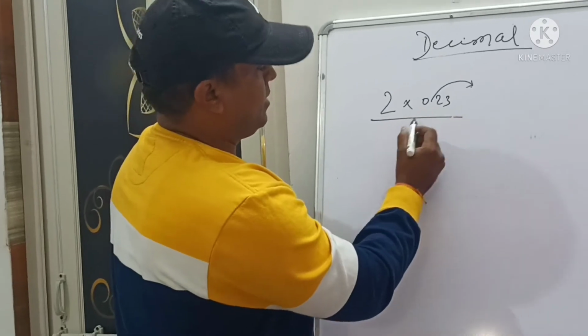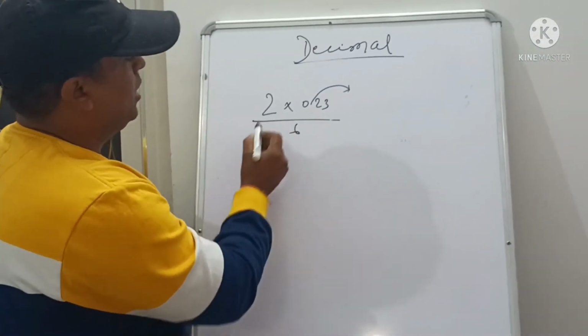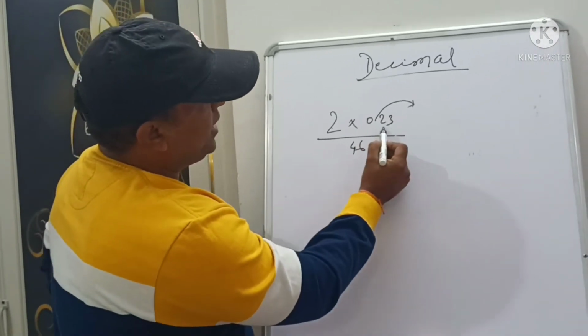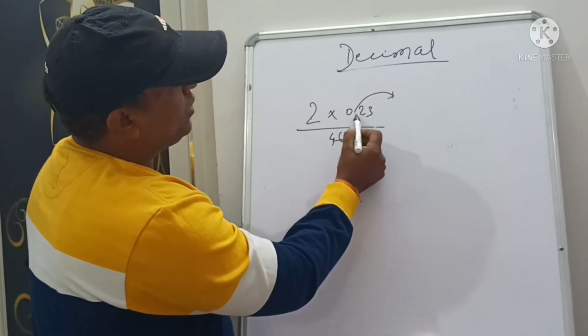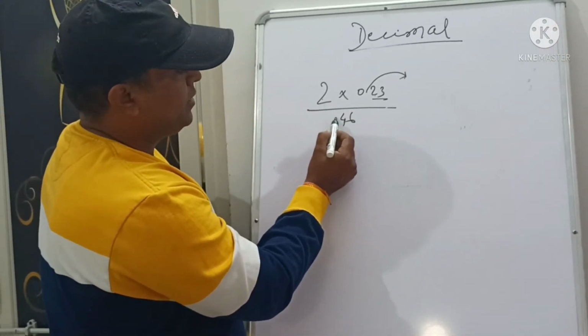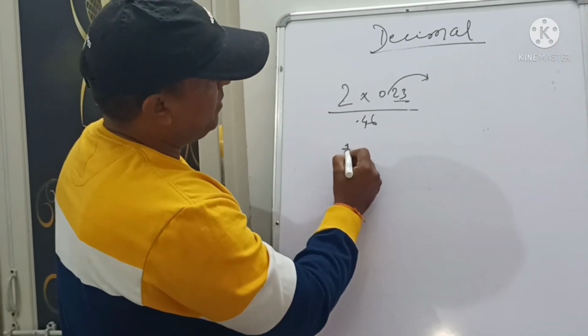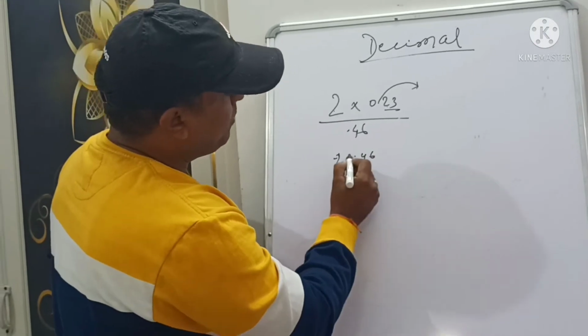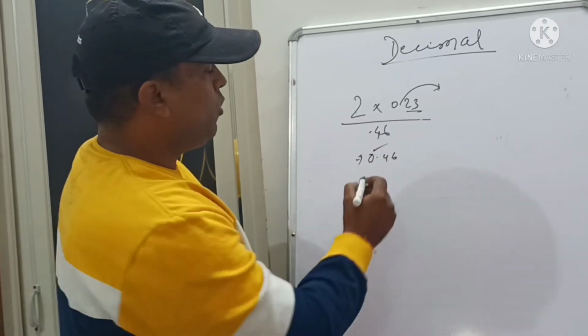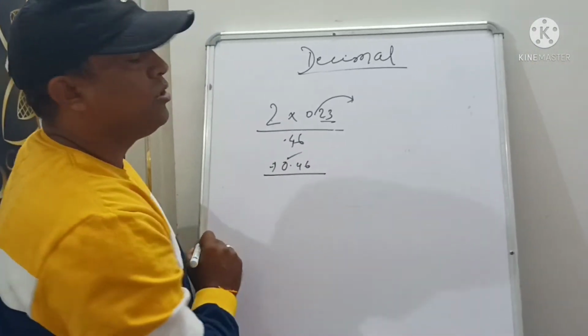2 3s are 6, you write here 6. 2 2s are 4, you write here 4. Now count decimal: 1, 2, before 2 digits there is the decimal. You can count here 1, 2, then decimal. You can write beta 0.46. You can put 0 in the ones place, no problem. So in this manner you can do the multiplication.